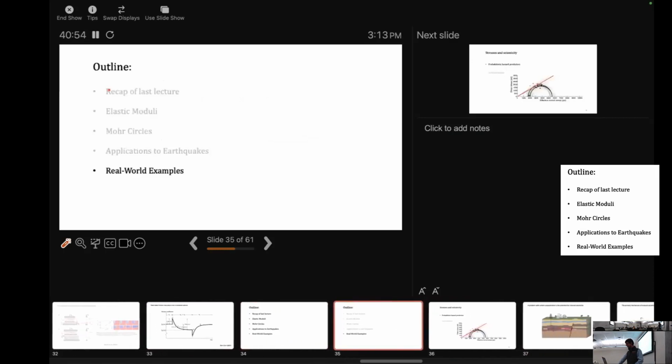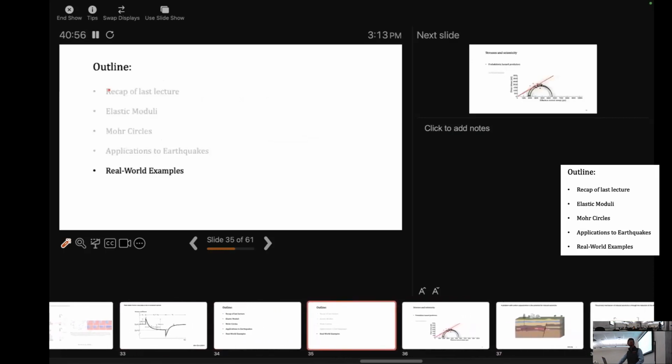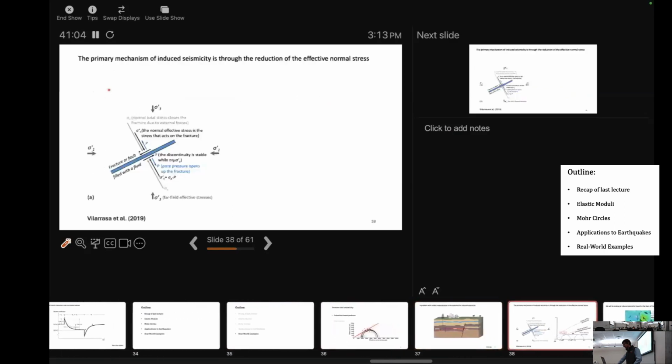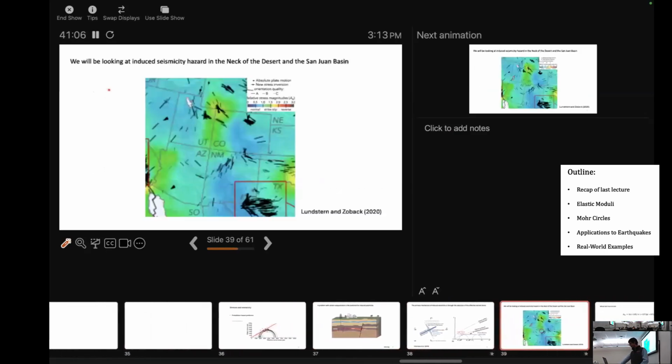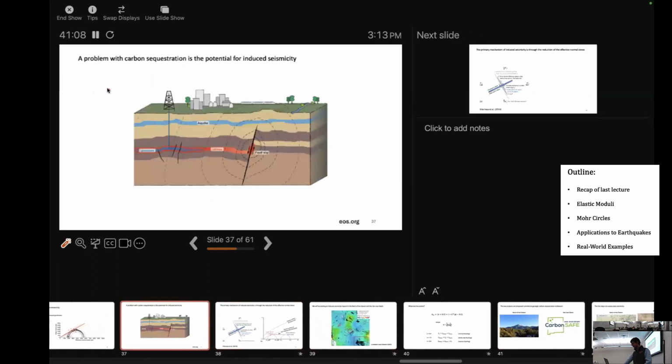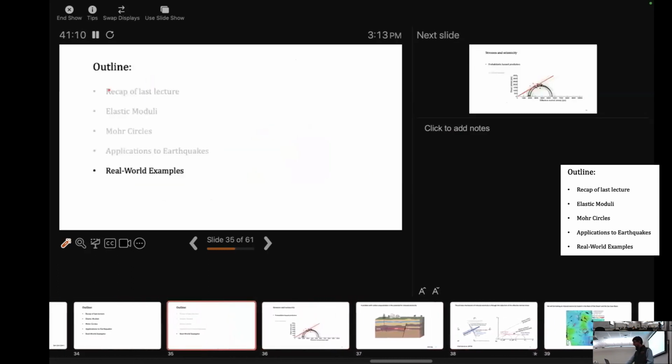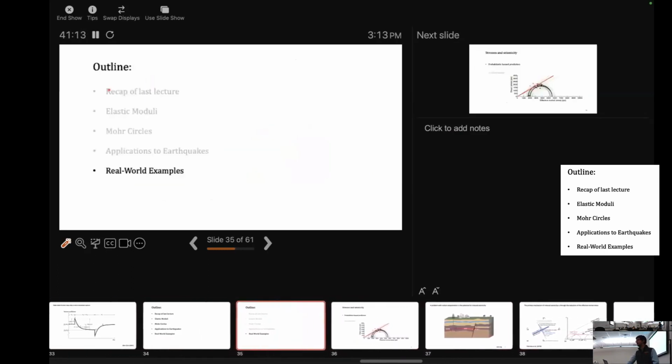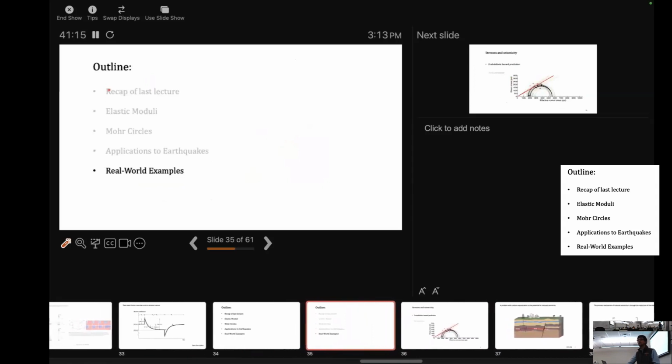Now we're going to move on to real world examples. This is my research, and oh boy, we only have like 6 minutes left. There's no way I can do this in 6 minutes. Let's open it up to discussion. Are there any questions about any of this? Anything in geomechanics, seismology, induced seismology? Anything at all?